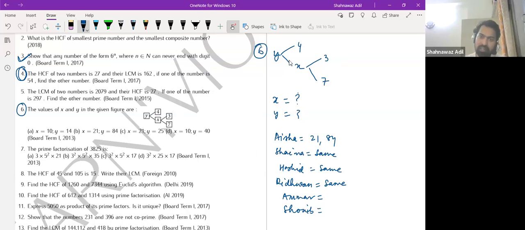These notations are for the factors. x has factors 3 and 7, so this would be 21. And y has factors 4 and x, so 4 times 21, which is 84. Right. So everybody good. Okay. Now let us do the complicated ones.